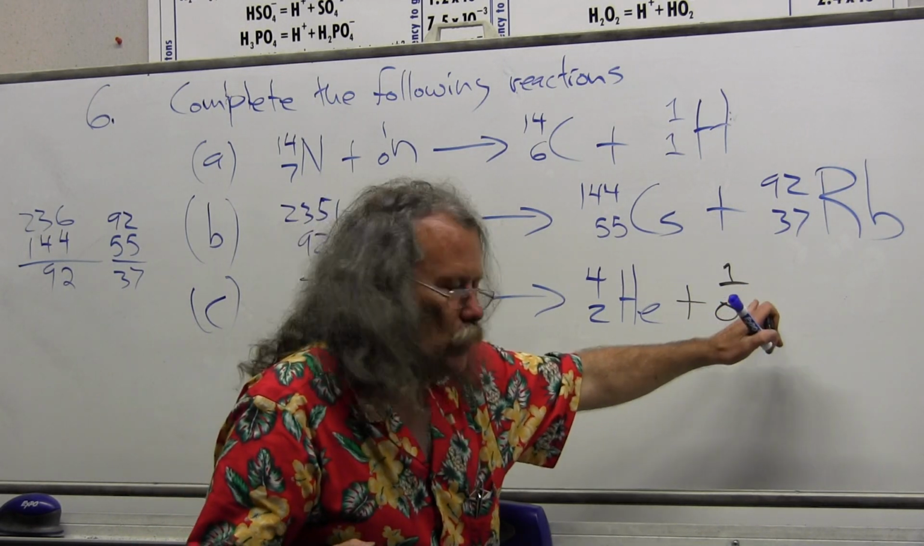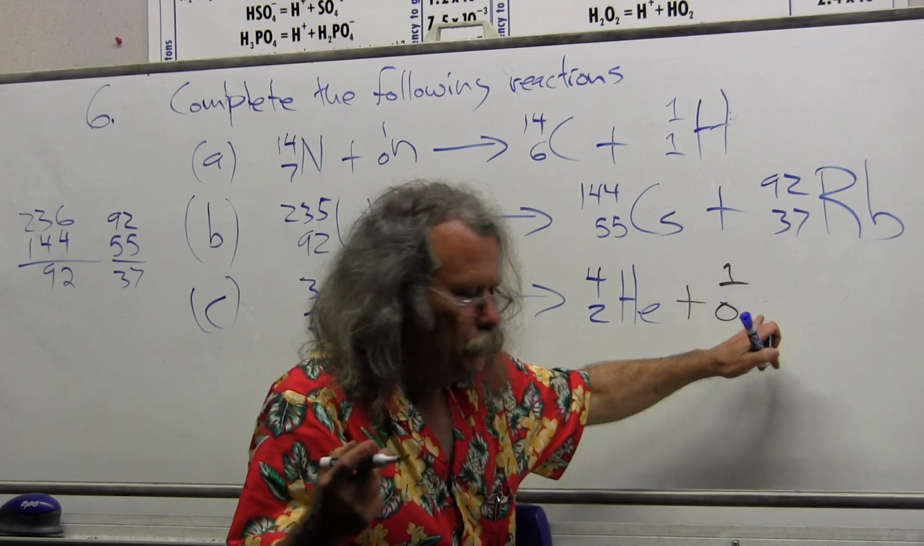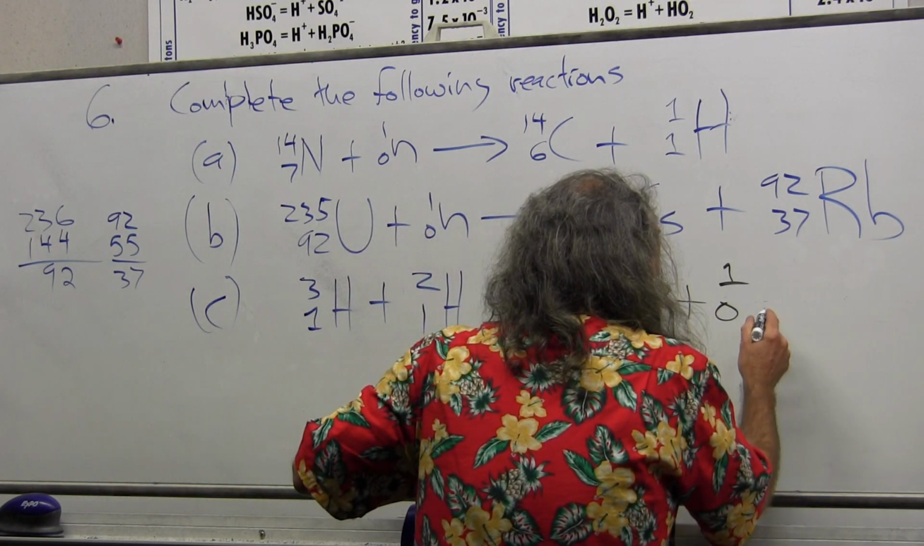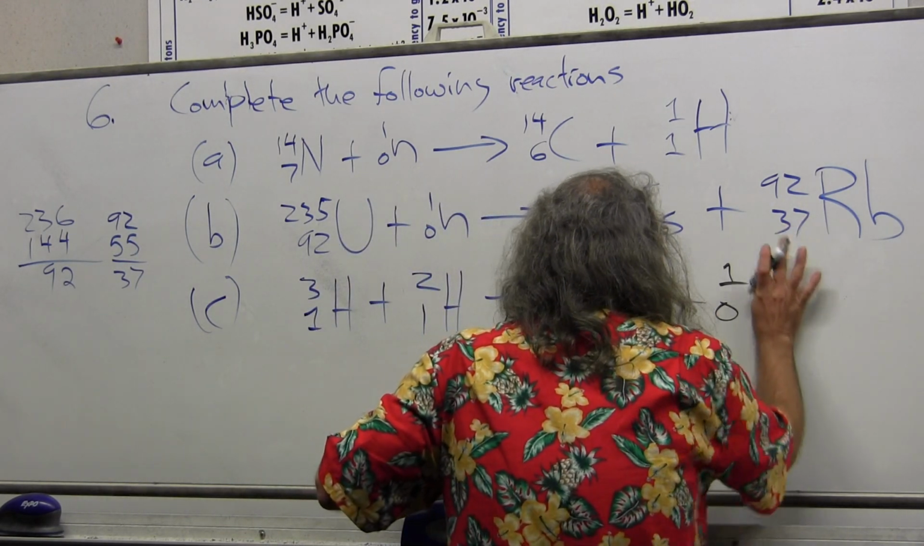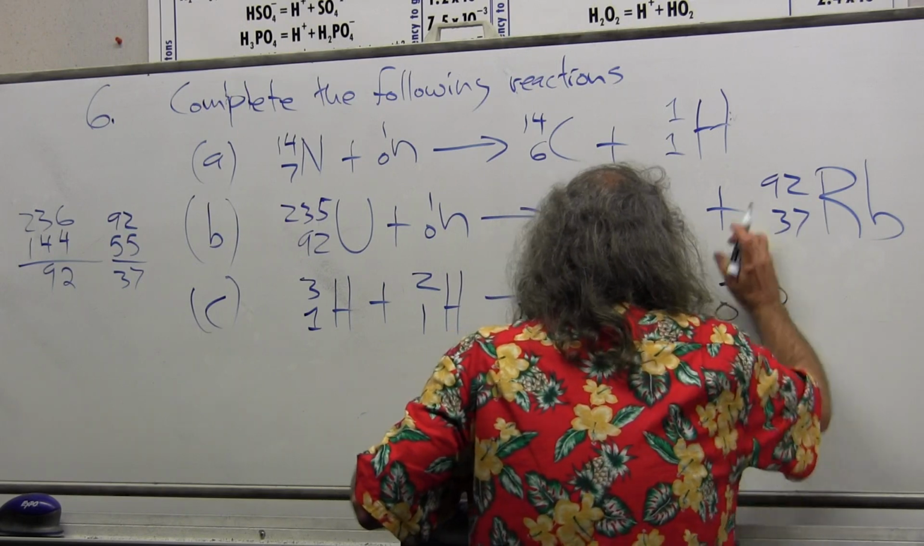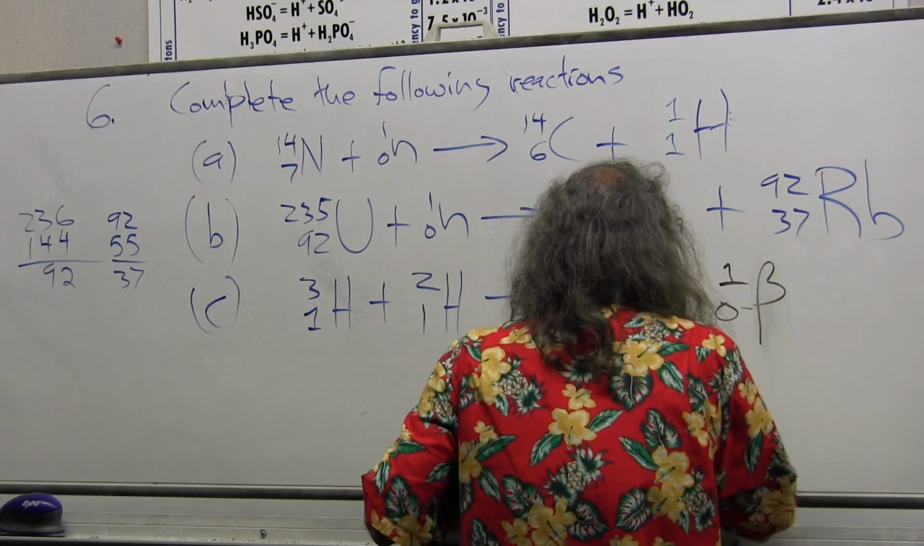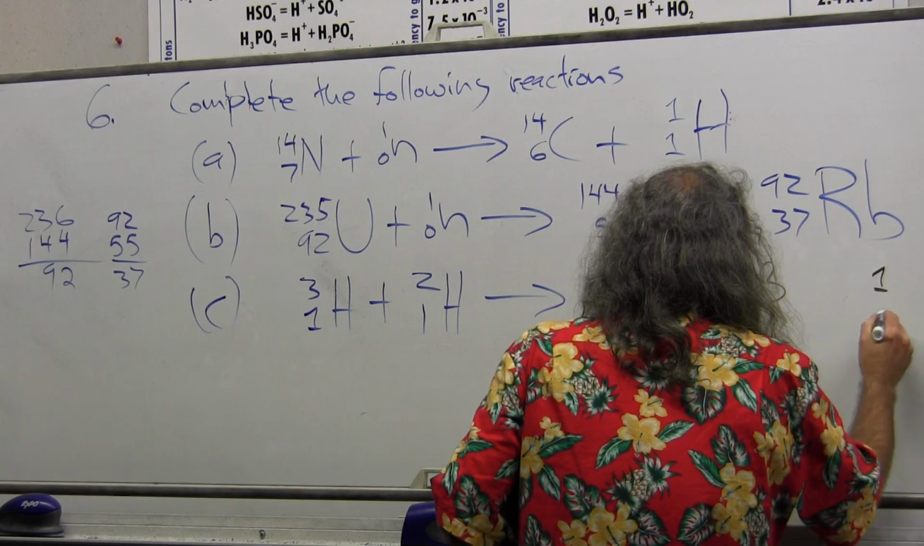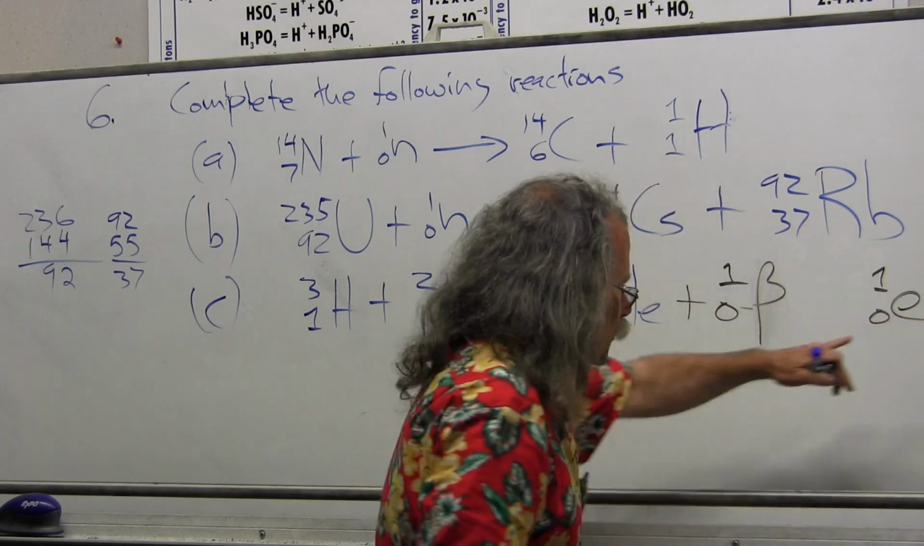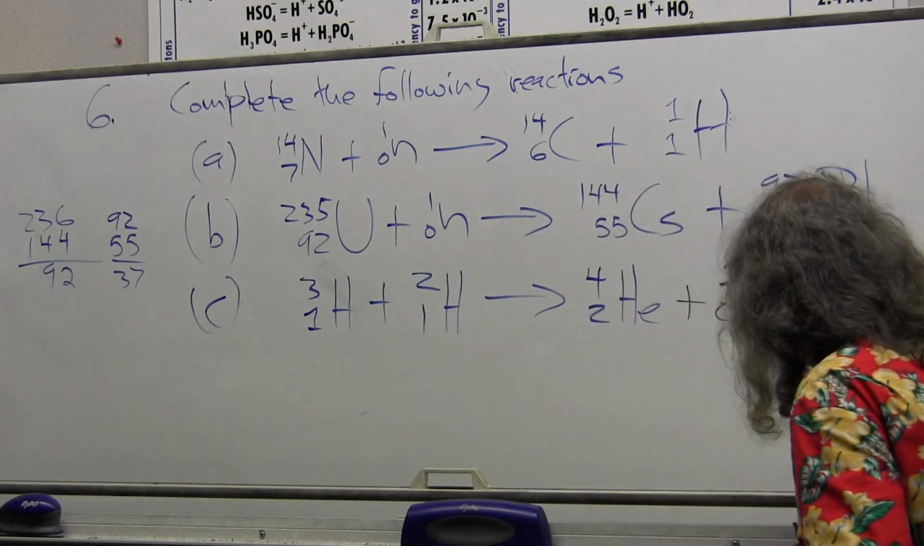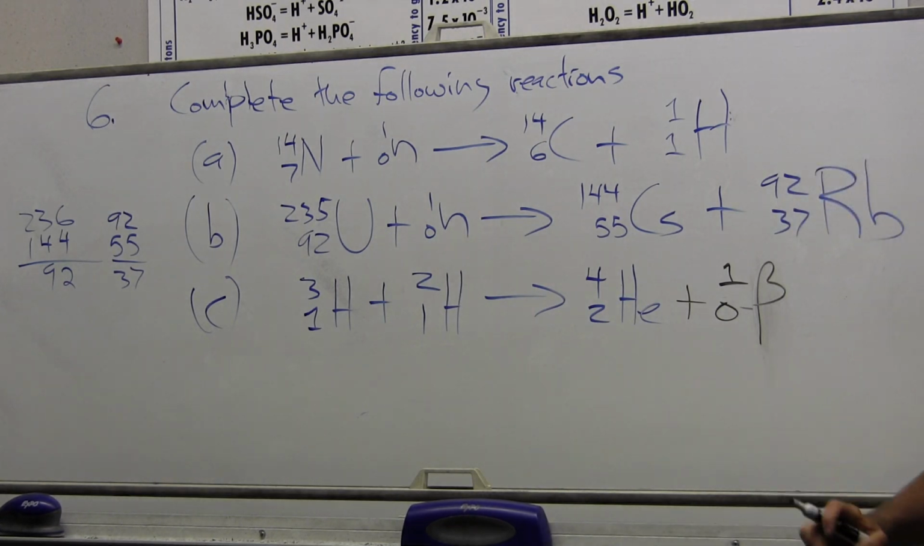Is that the thing we were talking about earlier? The positron? A positron or a beta, yeah, a positron. I can denote it that way. You could go 1, 0, e, which would be the same as a positron or a beta particle, because beta radiation is just electrons. Can you write positron? You could if you want. I would accept it.